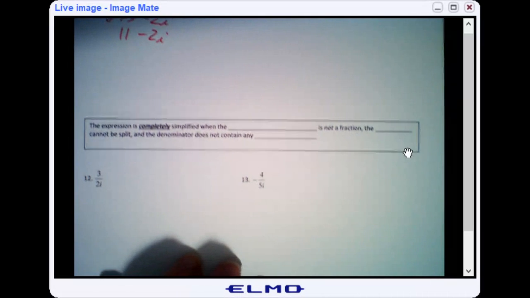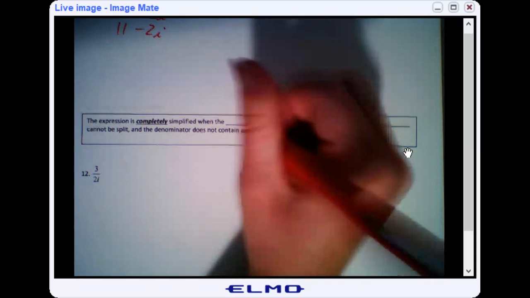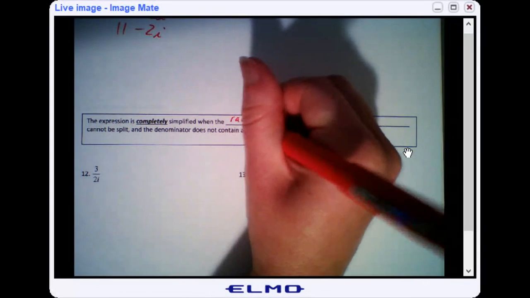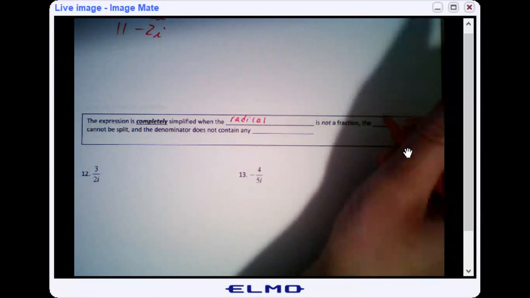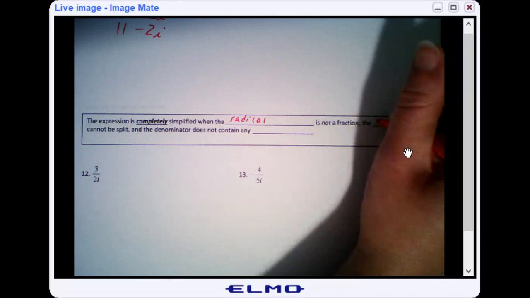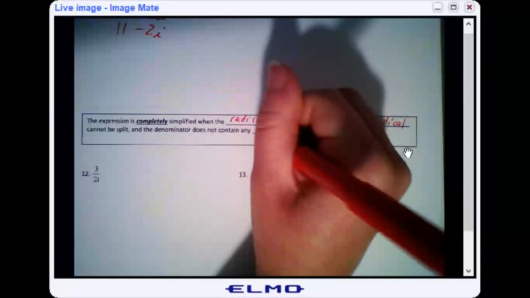Now we're going to talk about simplifying expressions. An expression is completely simplified when the radical is not a fraction. We're going to talk more about radicals later. We know that i is just the square root of negative 1. That's a radical. The radical cannot be split, and the denominator does not contain any radicals.